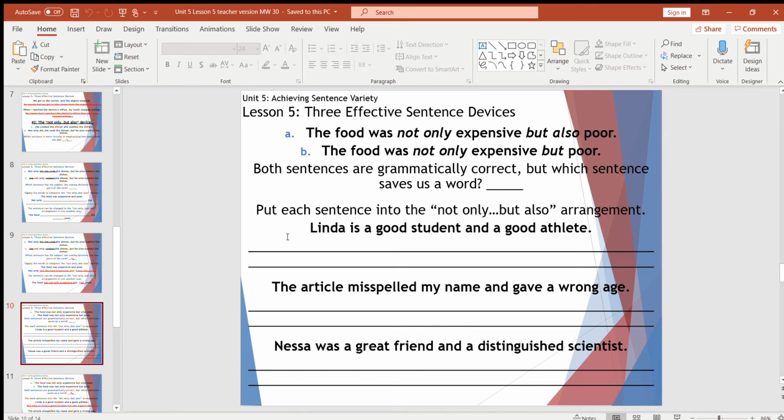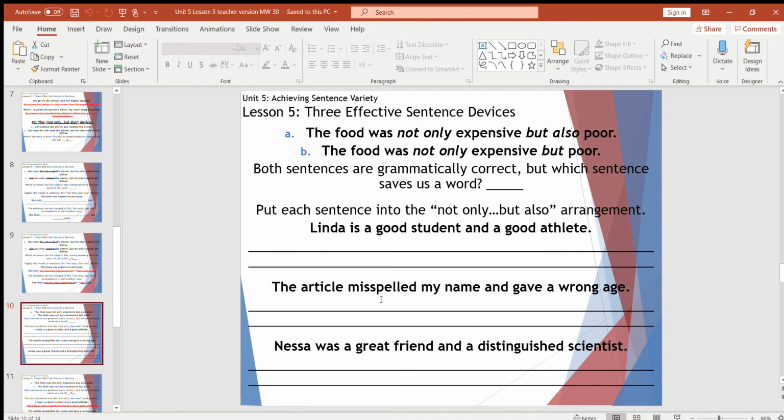So put each sentence into that not only but also arrangement. Linda's a good student and a good athlete. So we start off with the not only, and then remember we need a helping verb. So say, not only is Linda a good student, but also a good athlete, right? Not only is Linda a good student, but also a good athlete.